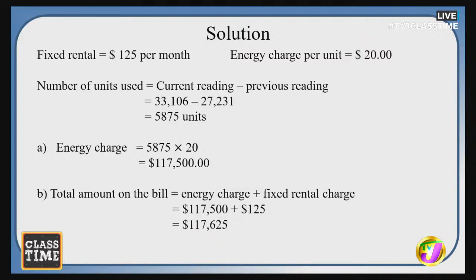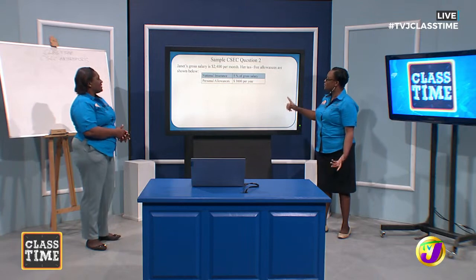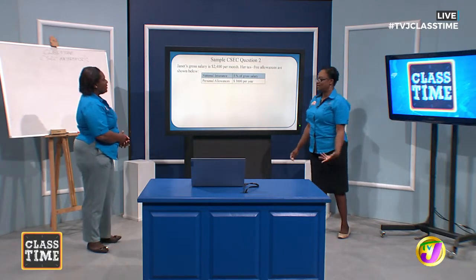And now we're to find out the total amount on the bill. So that would be the energy charge added to the fixed rental. It's just a simple addition of $117,500 added to $125 to give us a grand total of $117,625, and that is what is to be paid. What a bill. But let us think positive. It could be commercial. If it's a commercial entity, then of course it's worth it.